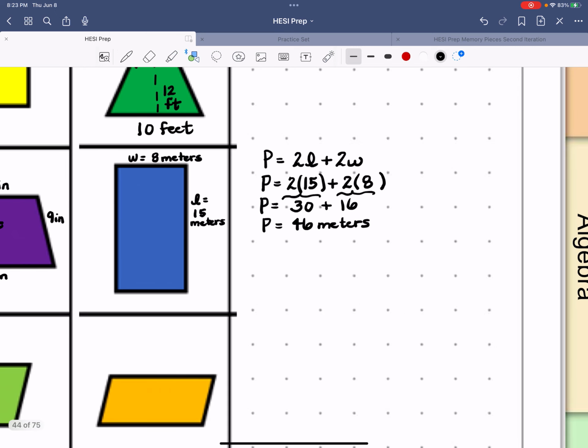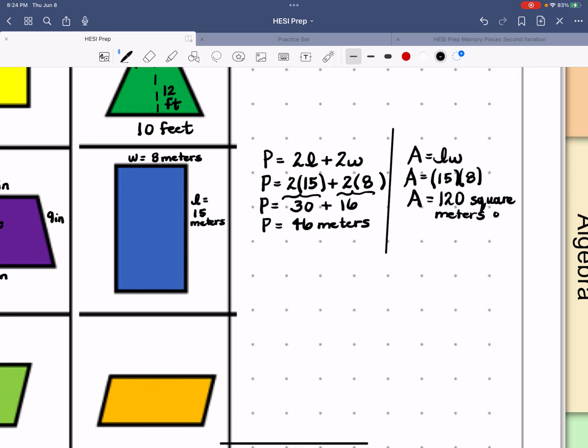And then the area, I'm just going to squeeze in right here. The area for a rectangle is length times width. So 15 times 8 will give you your area. And that is 120 square units, which in this case is meters, or 120 meters squared.